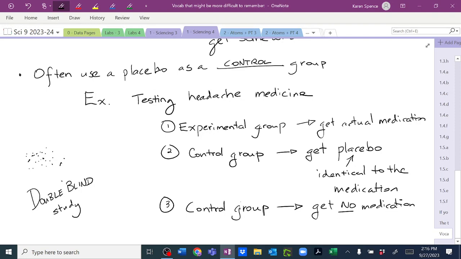So double blind means that you don't get to know what you're taking, and the doctor doesn't get to know what they are giving. The only person who knows is somewhere else, and they give the two different medications different letters, and they send them off in a sealed envelope, and it eventually goes back to them. You do not need to know double-blind study. It's just a very interesting thing, so I thought it was worth mentioning.